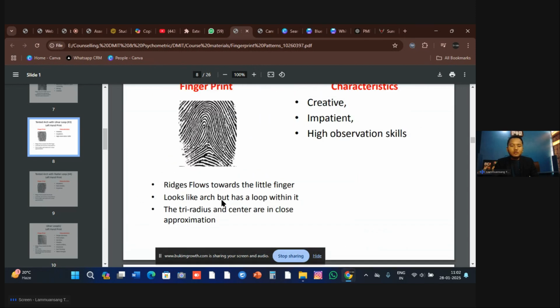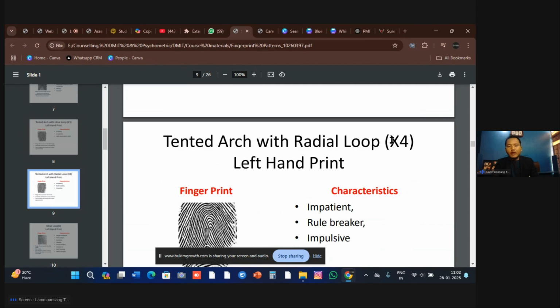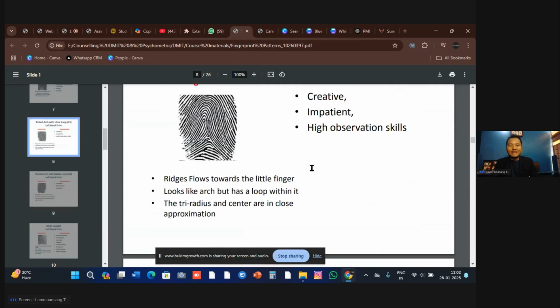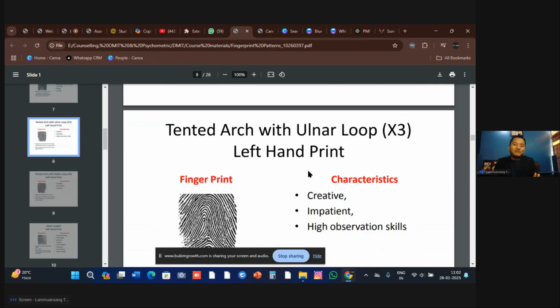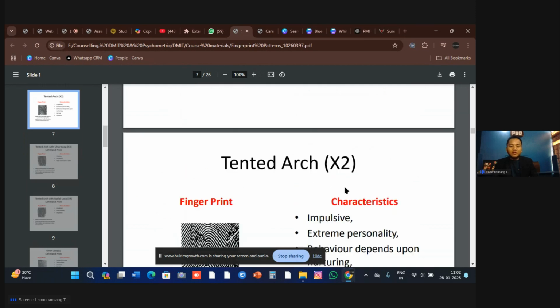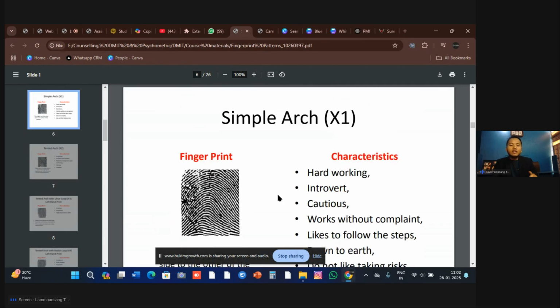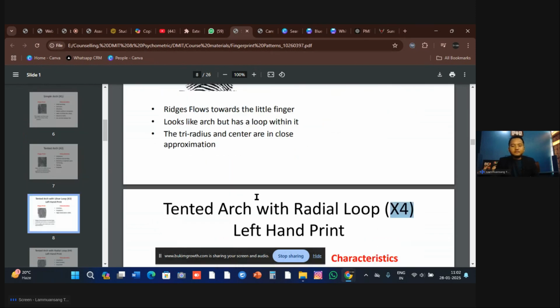Okay, so on the other hand, what is the difference between x4 and x3? Somehow confusing. See, when you look at here, you don't see left hand, right, written here. Even in x1, you don't see left hand written. That means this is the same for right hand and left hand. It can be used for both. You don't need to check whether this is right hand or left hand.